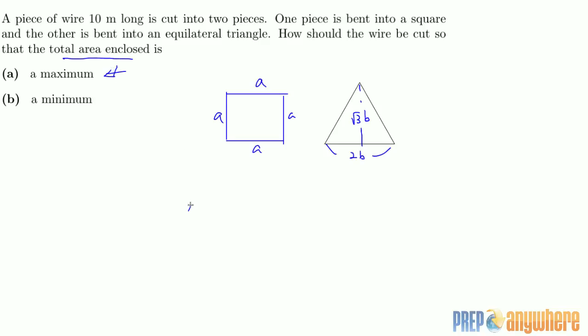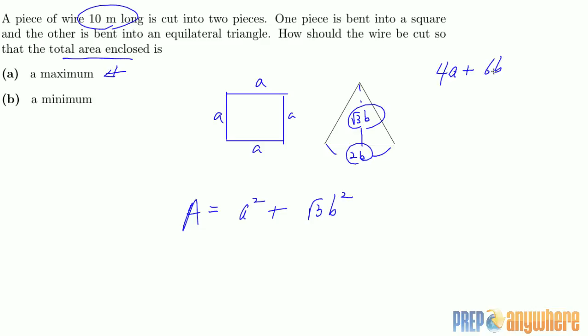So first of all, area is a squared plus root 3 b squared. If you do this times this, divide by 2. We have two variables. So what do we know about the relationship between a and b? The length, 4a plus 6b is equal to 10. Right? 4a, the perimeter of this is 6b. That's equal to 10.